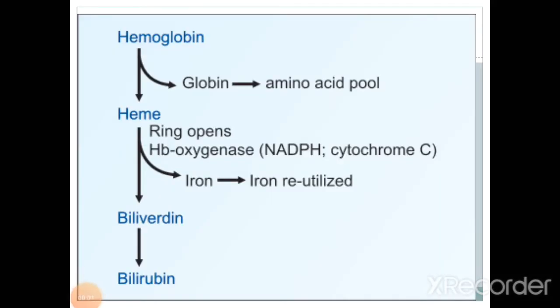The normal lifespan of an RBC is 120 days. The aged RBCs are broken down, liberating hemoglobin. From hemoglobin, the globin chains are separated. In hemoglobin, heme is the prosthetic group and globin is the protein part. So, the protein part is removed and enters the amino acid pool of the body.